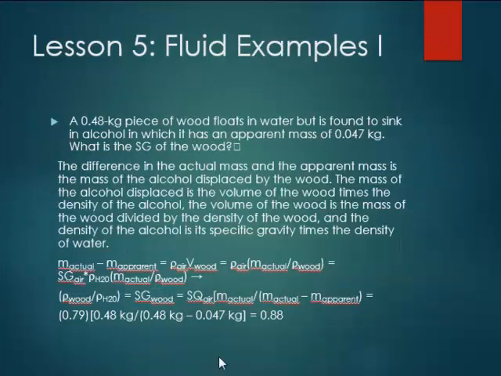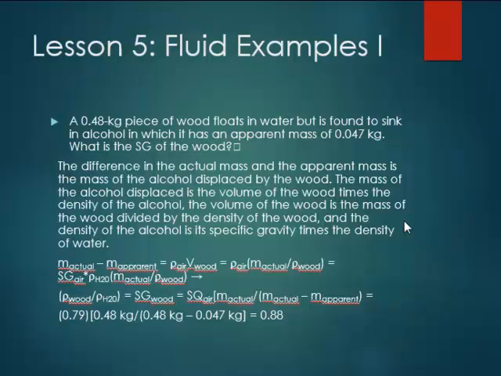So now let's look at our first example. A 0.48 kilogram piece of wood floats in water, but is found to sink in alcohol, in which it has an apparent mass of 0.047 kilograms. That means that's how much the buoyant force is canceling out the weight. So what is the specific gravity of the wood?